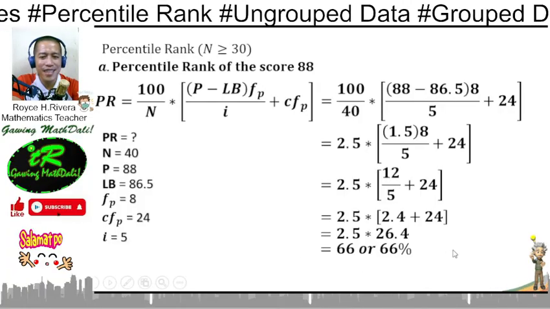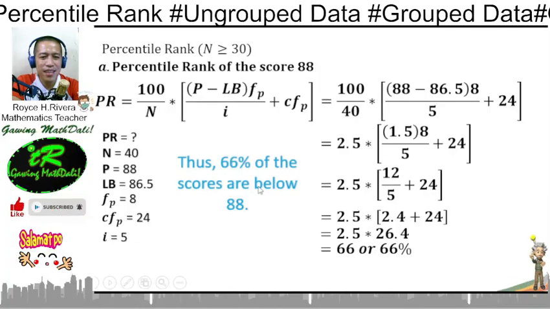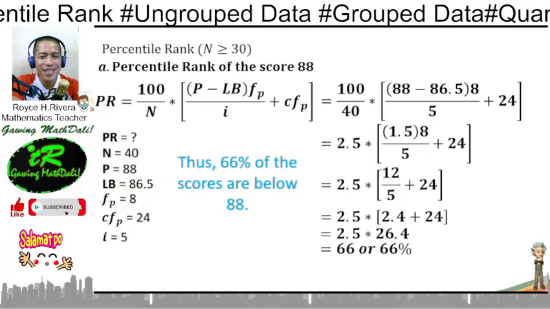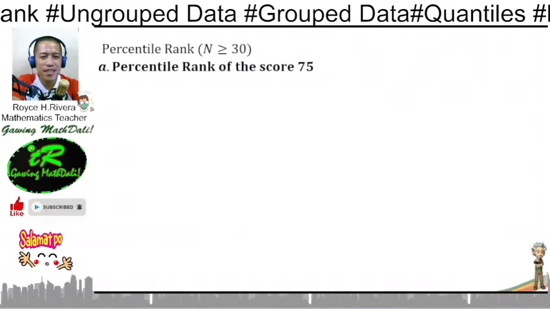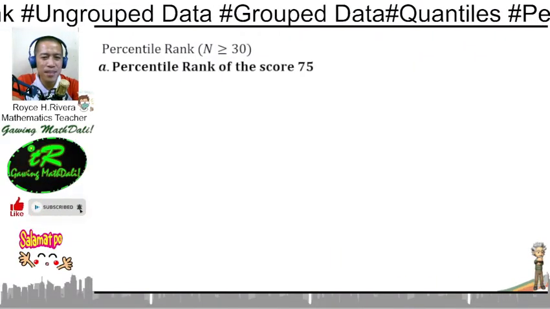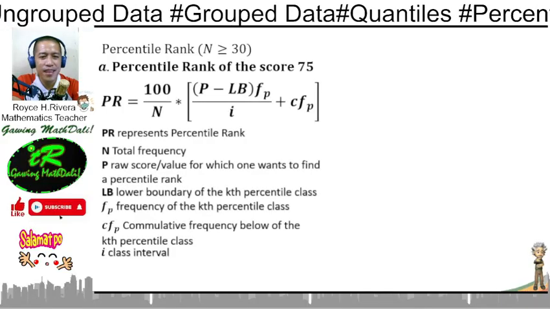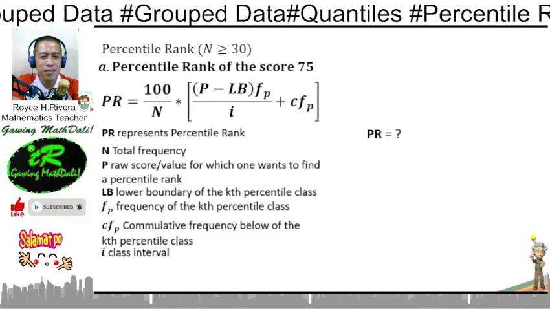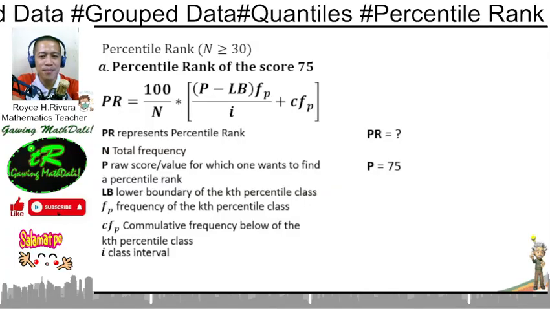66%. It means that 66% of the scores are below the score 88. Subok pa tayo ng isa. Let us compute for the percentile rank of the score 75. Again, here is the formula. And we are asked to find the percentile rank of the raw score 75.